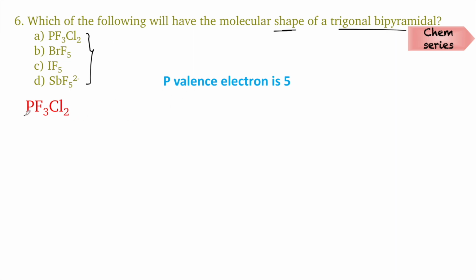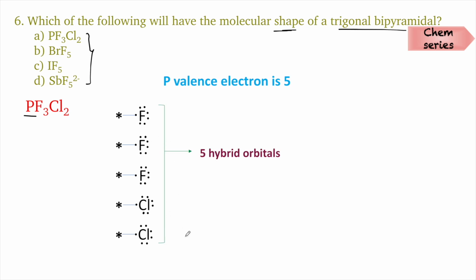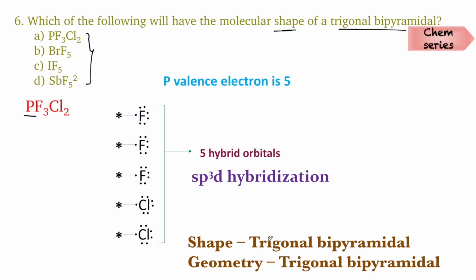Here phosphorus will be your central atom and its valence electron is 5. So it is being written in this way, and there are 3 fluorine atoms, so they take up 3 valence electrons of phosphorus to form single bonds, and 2 chlorine atoms will take 2 valence electrons of phosphorus to form single bonds. So totally there are 5 hybrid orbitals, that is sp3d hybridization. The geometry will be trigonal bipyramidal and the shape is also trigonal bipyramidal because there is no lone pair. And you see the first option itself forms the right answer.